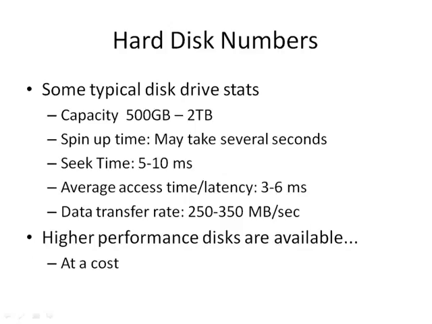So some typical disk drive stats that are current. Capacity for a hard drive is anywhere from 500 gigabytes to 2 terabytes. It can actually be larger or obviously smaller. Those are quite typical for current devices. Spin up time could take several seconds. Seek time 5 to 10 milliseconds. Average access time and latency 3 to 6 milliseconds. Data transfer rate roughly 250 to 350 megabytes per second. Higher performance disks are available at a cost.